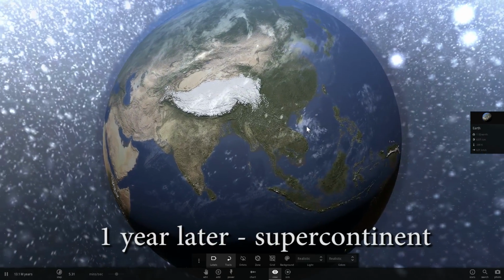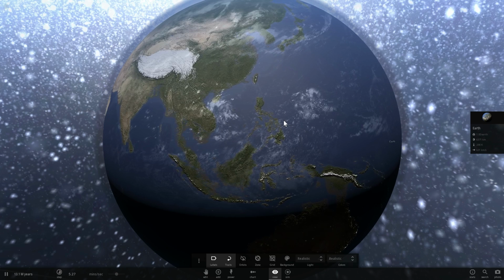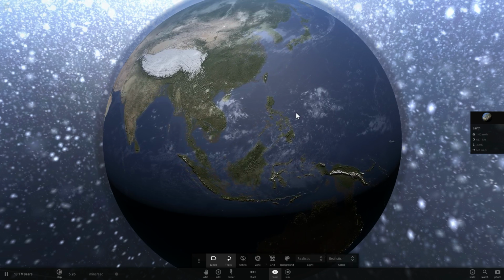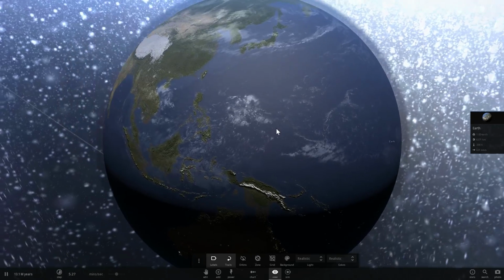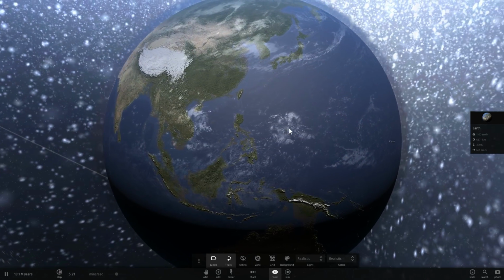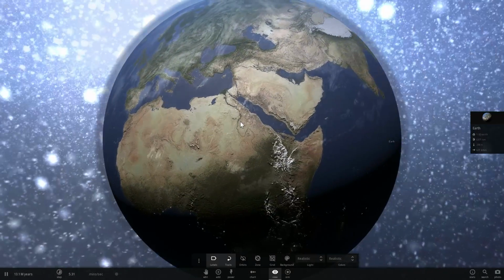There are some names that have been proposed for this. Some people say it's going to be called Amasia, some people say it's going to be called Nova Pangaea, or some people actually refer to it as Pangaea Ultima. So there's some cool names, but basically all of these continents will merge into one mega continent.